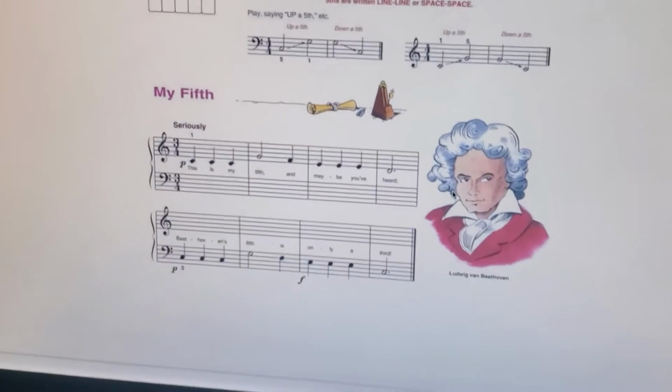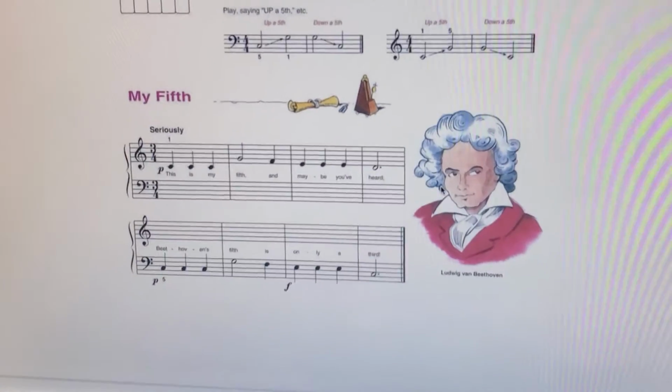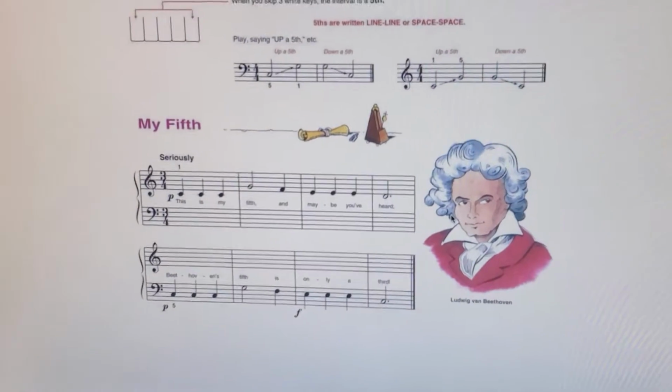Hello, everyone. This is page 48 of Alfred Music Piano Library 1A.